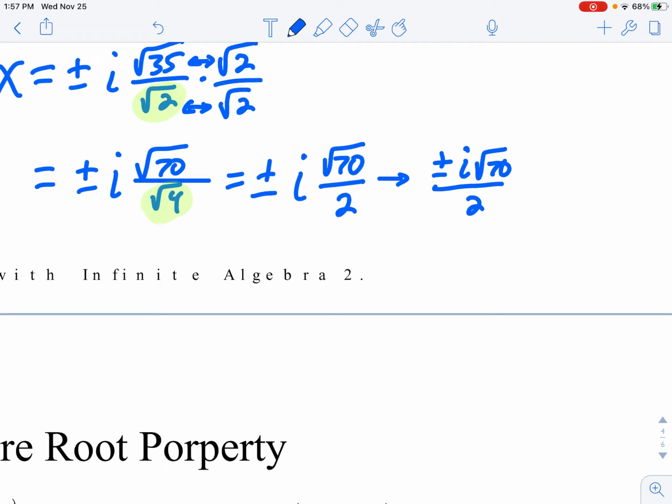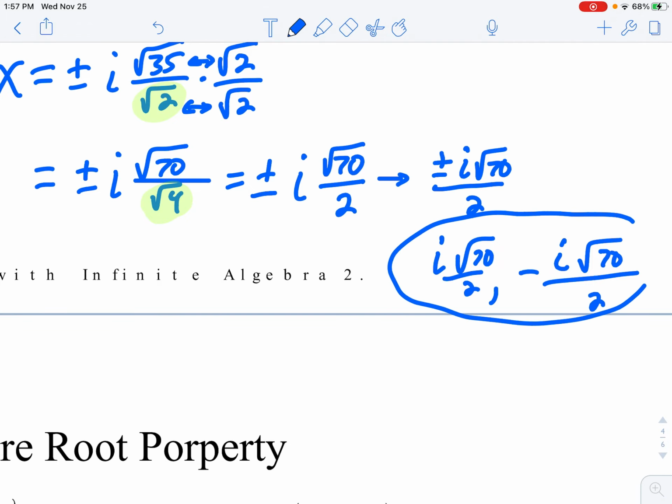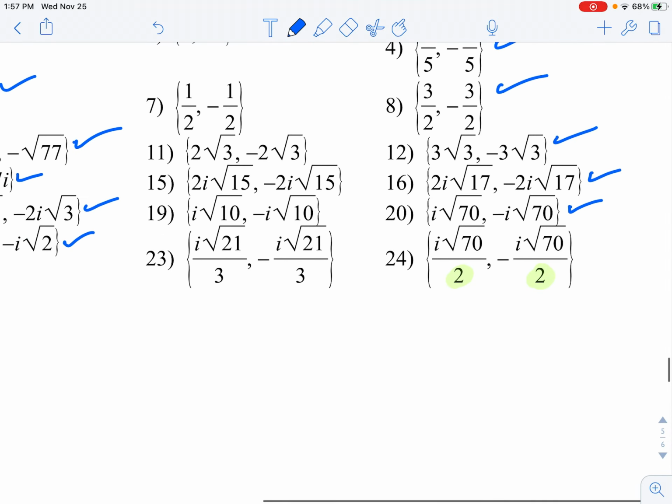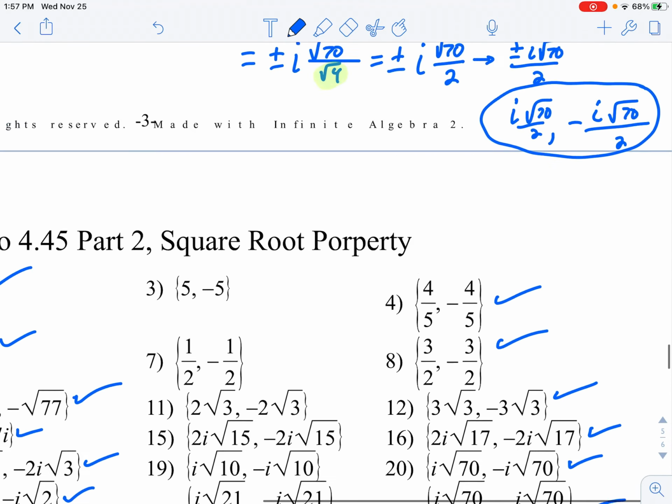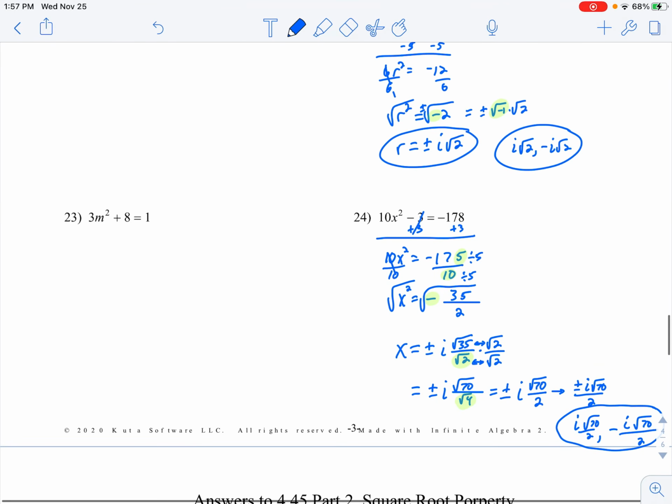They're both right. And then finally, you can split your answer. So you got i square root of 70 over 2 and negative i square root of 70 over 2. So that had better be, and it is, the answer. So 24, quite a chore. Hey, that rhymed. Number 23 might also be a chore for you, just about the same.